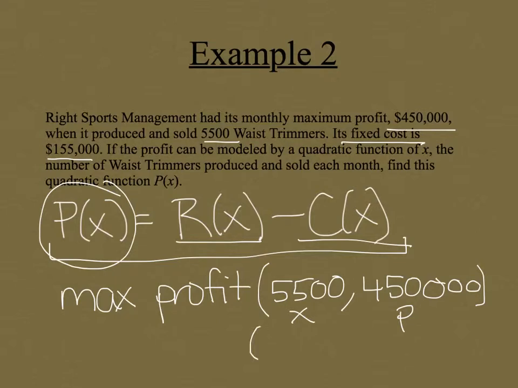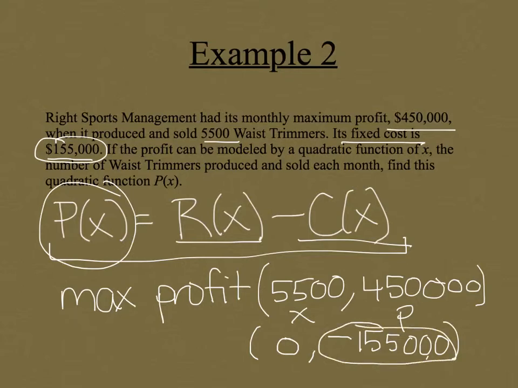which means that if we produce 0 waste trimmers, our profit is going to be negative $155,000 because we still have our fixed costs, which we talked about before, like paying our employees and our utilities and rent on a building if we don't own the building. So these fixed costs basically are going to be a loss, or we're going to have a negative profit if we do not produce any waste trimmers.